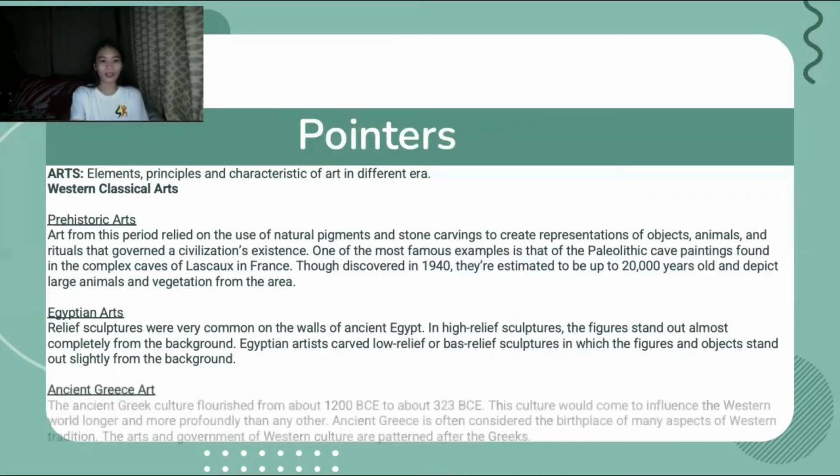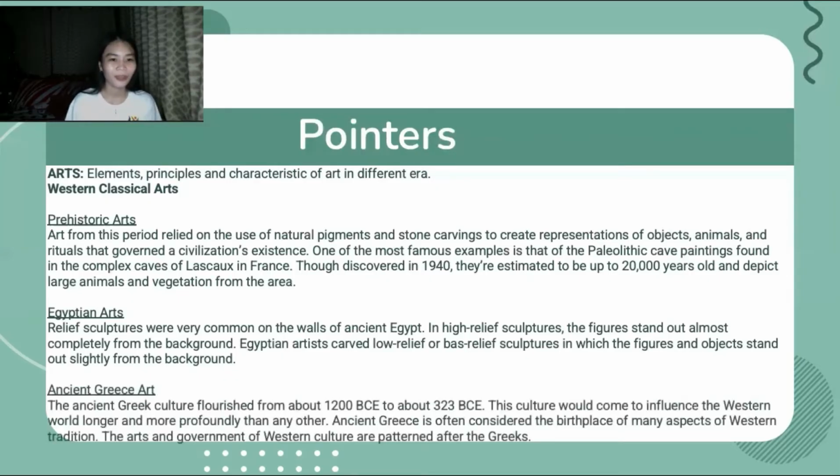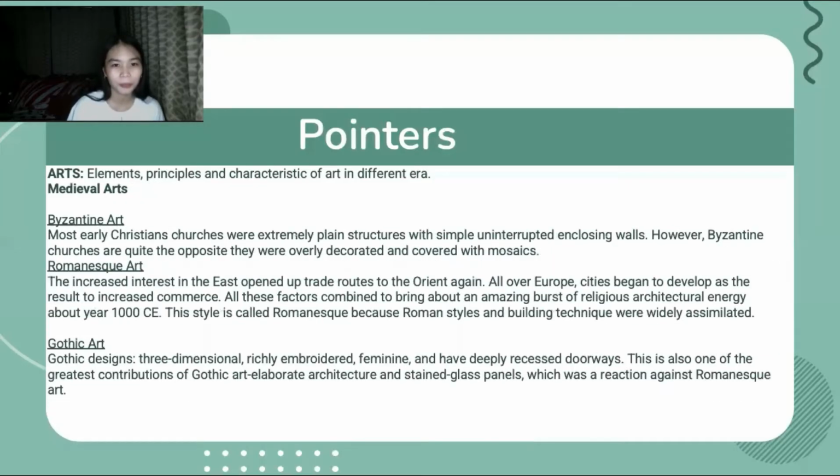Lastly, we have the ancient Greece art. Ancient Greece art flourished about 1,200 BCE. That's why when we talk about Greece, it comes with the Roman after, because the Romans got their culture or were influenced by the Greek. So they are similar when it comes to costumes, culture, traditions, and some of the Romans also believed in the Greek gods and goddesses.